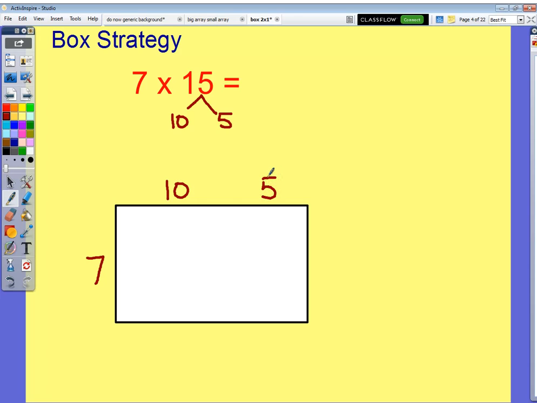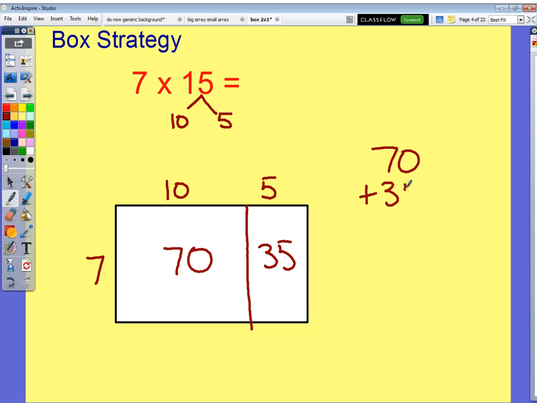And again, I'm going to break that big array up into two smaller arrays. So now if I find the total for my 7 by 10 array and my 7 by 5 array, I can add it together to find 7 times 15. 7 times 10 is 70. 7 times 5 is 35. Now I'll just add them together. And my answer is 105.